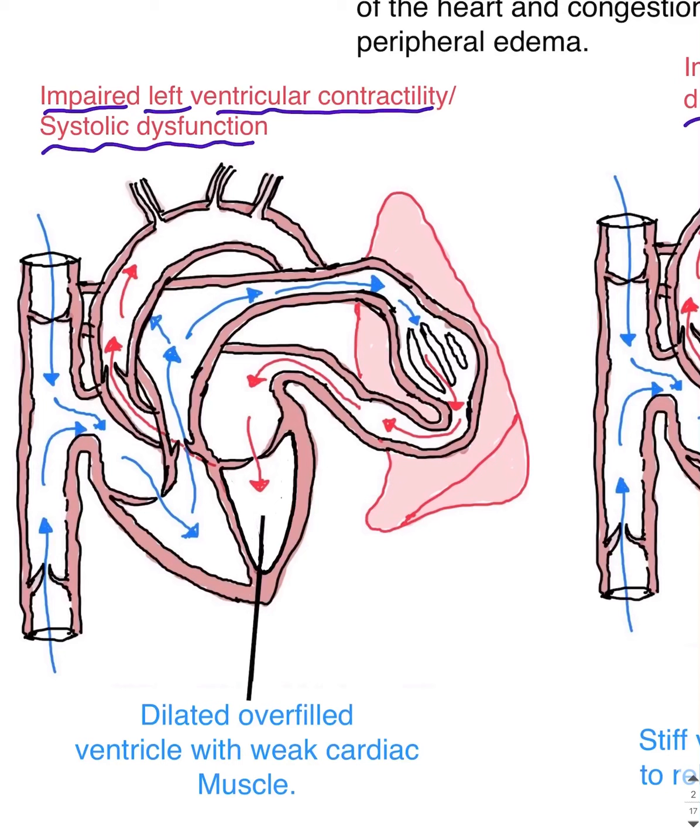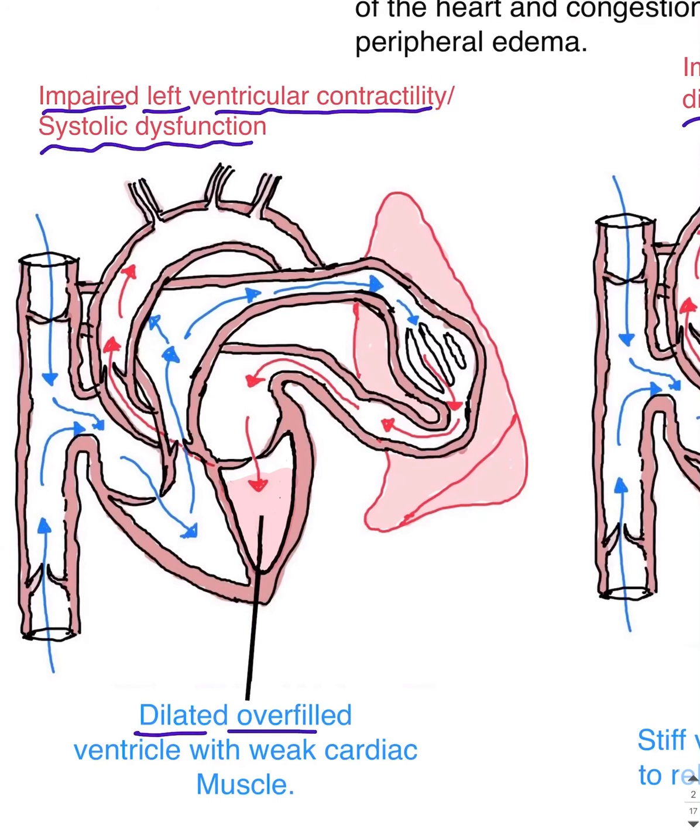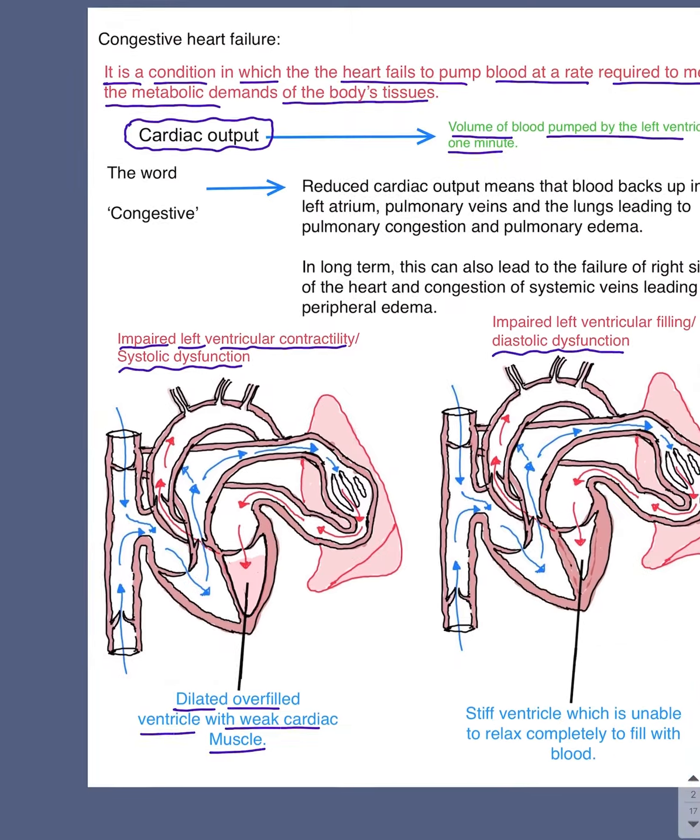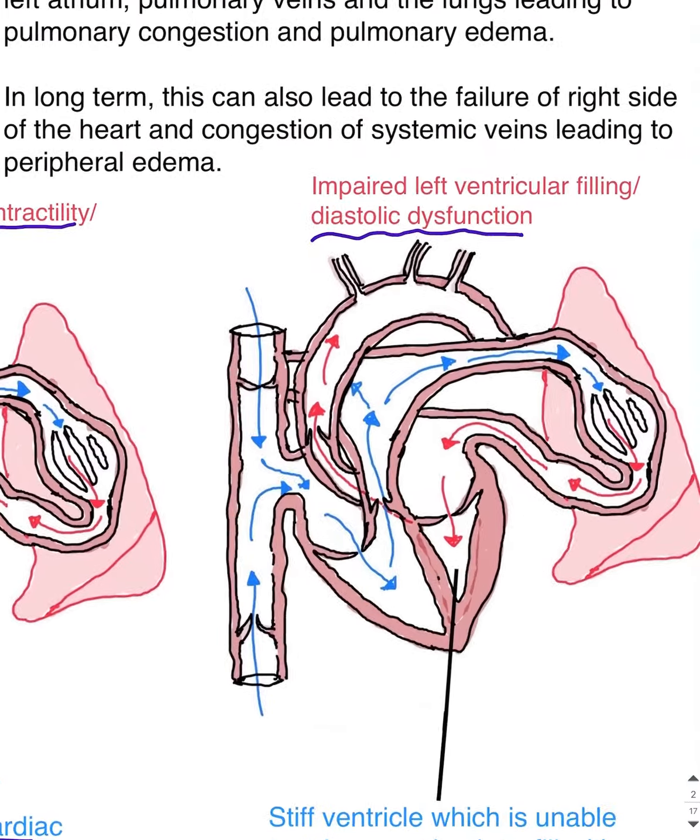As a result, the cardiac output decreases, and the left ventricle becomes overfilled with blood and becomes dilated. So, in systolic dysfunction, you will find a dilated, overfilled left ventricle with weak cardiac muscle. There are a lot of causes of systolic dysfunction, and we will be discussing these causes in a separate video. Let's move towards diastolic dysfunction.